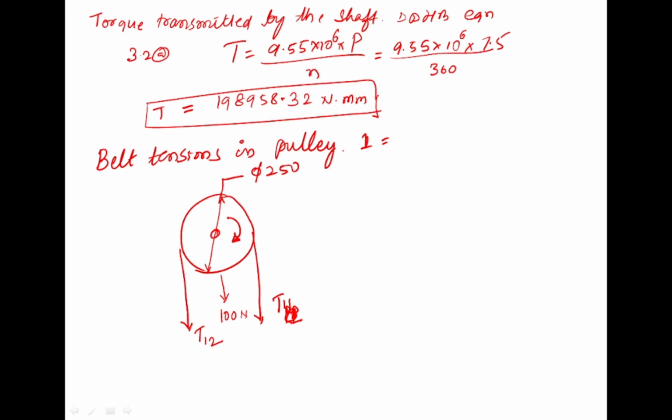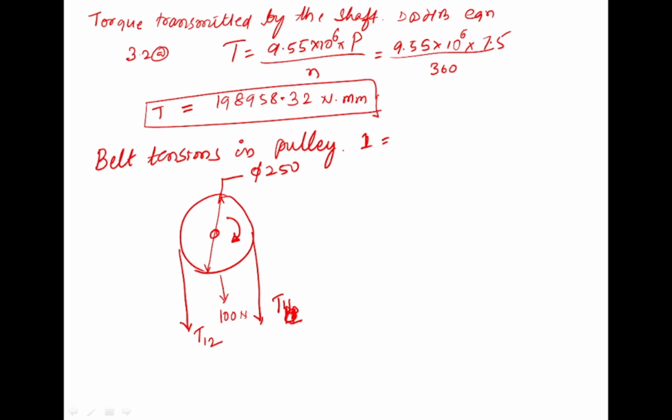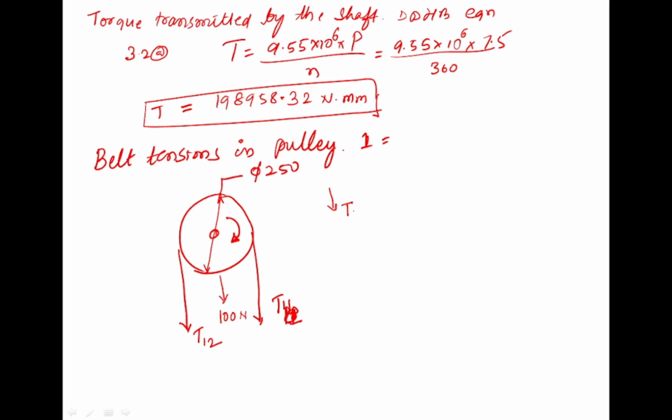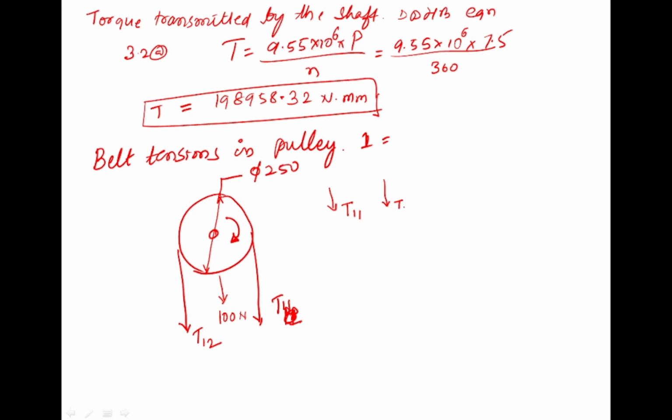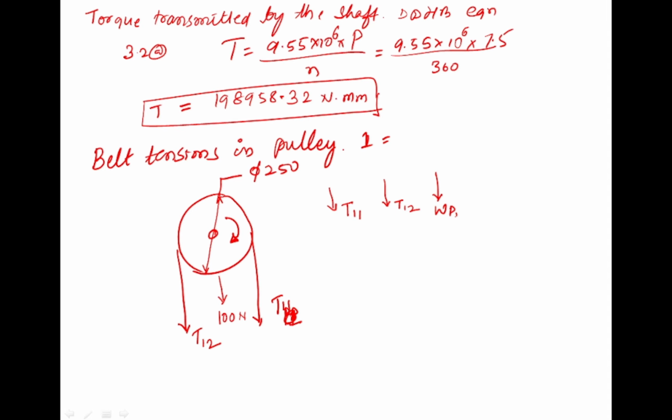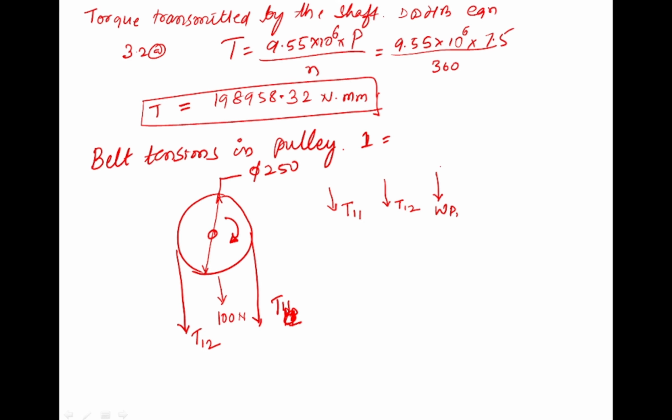Now you just observe how many forces are acting in the down direction in total. The forces acting in the down direction are the tension on the tight side of pulley 1, the tension on the slack side of pulley 1, as well as the weight of pulley 1. You know the value of WP1.